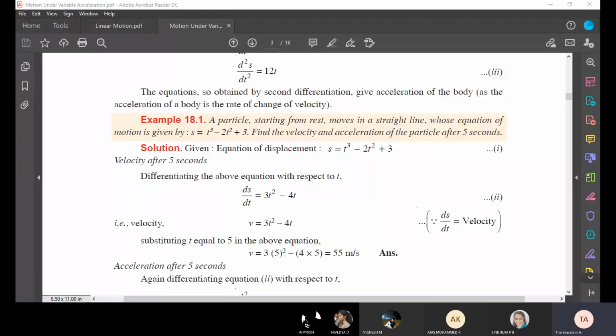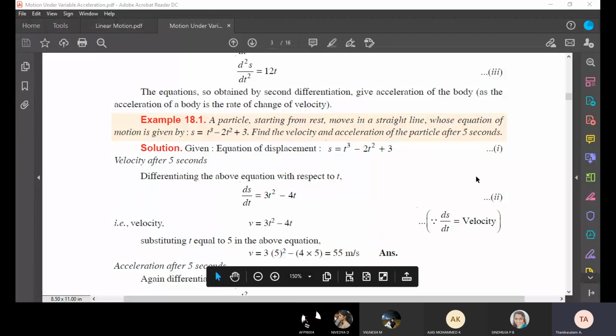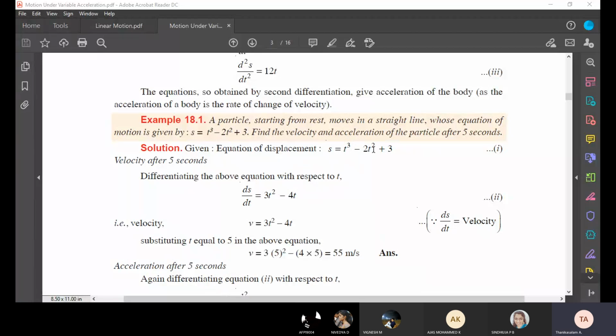After 5 seconds. As we know, s is given by the equation. They ask for the velocity. What is v equal to? We know v equal to ds by dt. So differentiate. What is the differentiation of t cube? 3t squared, minus the differentiation of 2t squared, which is 4t. The constant 3 differentiates to 0. So v equal to ds by dt equal to 3t square minus 4t.